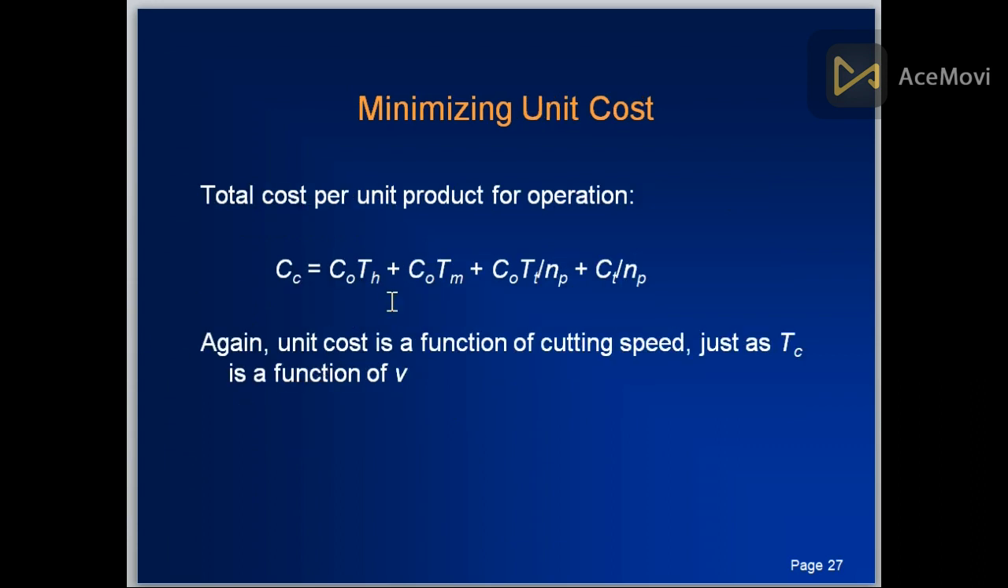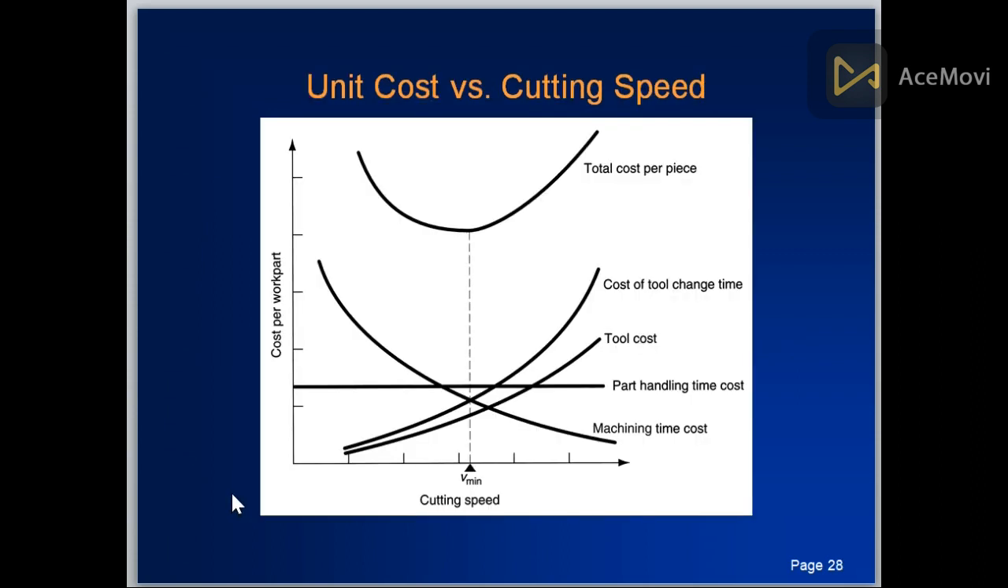So the total cost is given by Cc equals C0 TH plus C0 TM plus C0 into TT by Np plus CT by Np. Unit cost is a function of cutting speed, just as tool life is a function of velocity. This is the same as in the previous one. Now this is cutting speed and this is cost per work part. So this is the optimum, this is tool cost. These are all the graphs, this is a whole big study, and the optimum speed is given, the minimum cost is given by this.